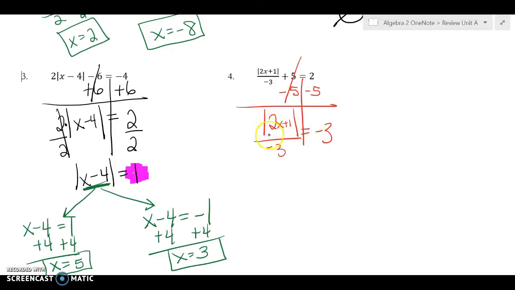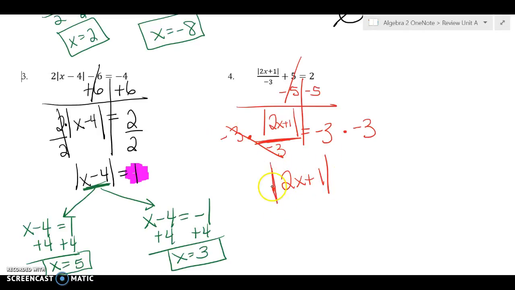Now, if you notice, I kind of exaggerate my absolute values. There's many times that people make their absolute values small, and then it looks like another number. Now here we have a negative 3, so there's a chance it's going to be a no solution. But we can't tell until we get rid of this divide by negative 3. And the way you get rid of a divide by negative 3 is you multiply both sides by negative 3. So I'm left with 2x plus 1.